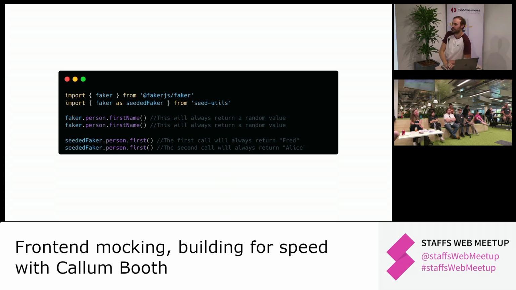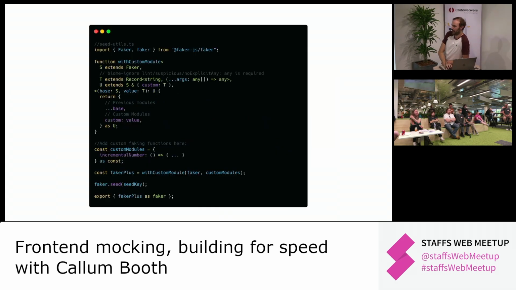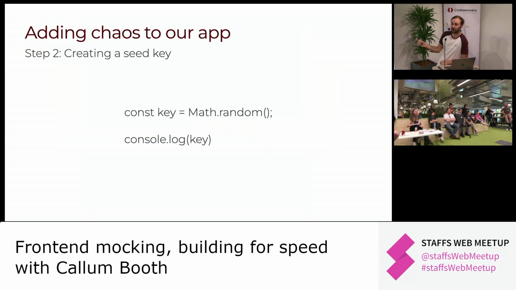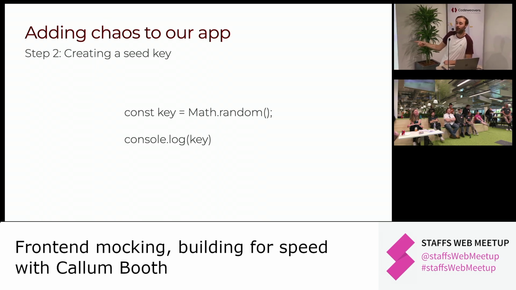So how do we actually get that seed key that we add here? Well, you can be really naive and just do Math.random, output to the console what the key is, because that way, when you then want to use that key from a fixed point, you can copy that key from the console and just input it into faker.seed. Now we've got a consistent seed.